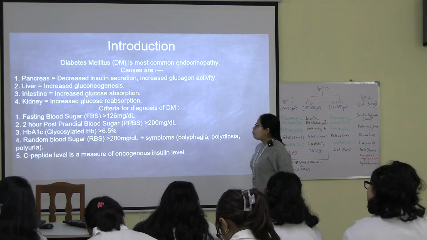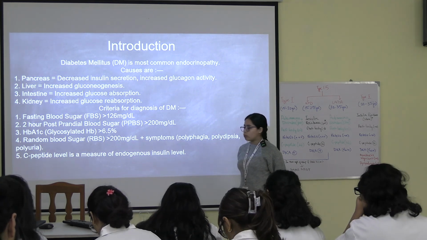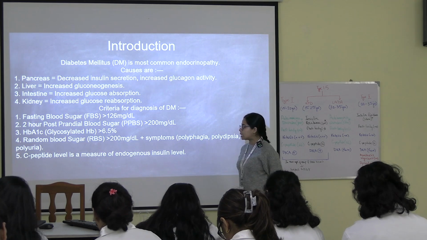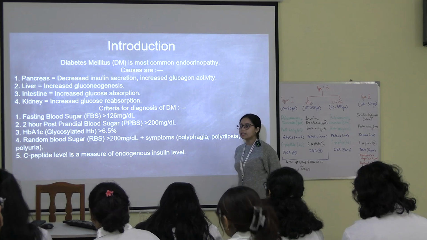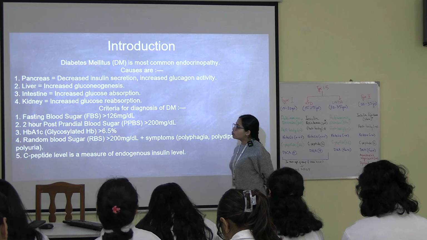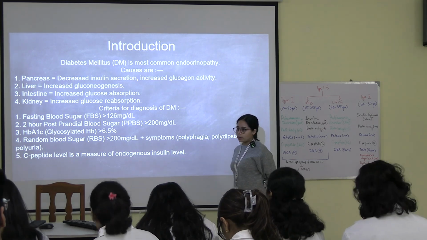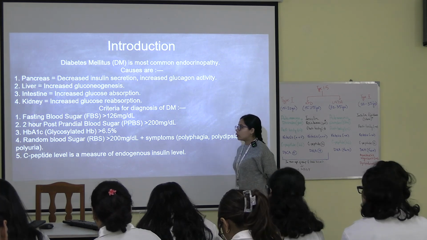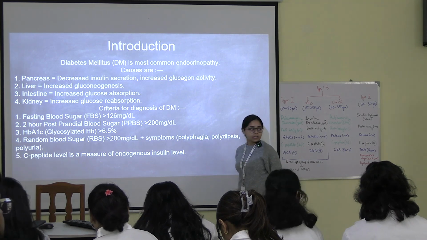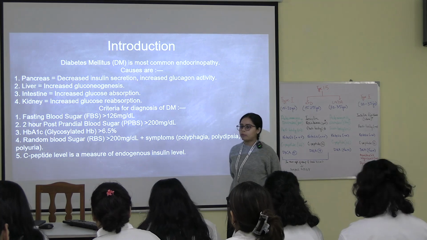Now, the criteria for diagnosis of diabetes mellitus: fasting blood sugar, in short FBS. If fasting blood sugar is more than 126 mg per dl, then that is the criterion for diagnosing diabetes mellitus. Then 2 hour postprandial blood sugar, that is PPBS, more than 200. Then we have HbA1c, that is glycosylated hemoglobin. If HbA1c is more than 6.5%.